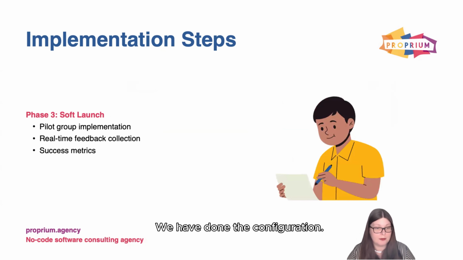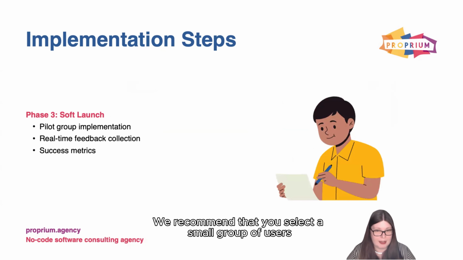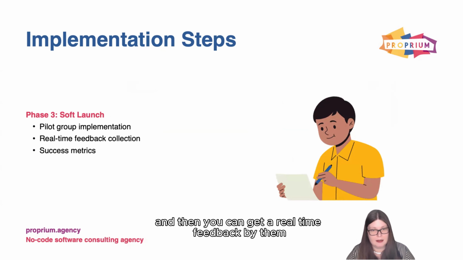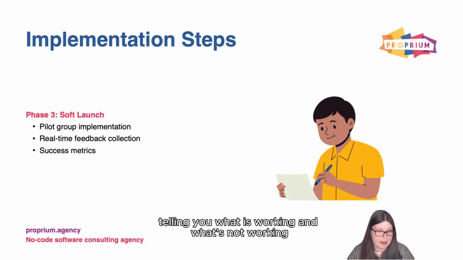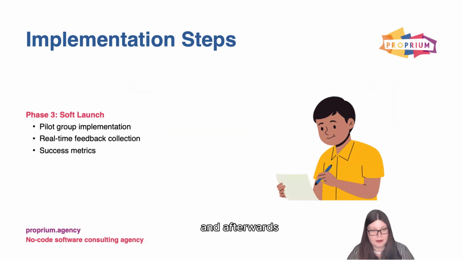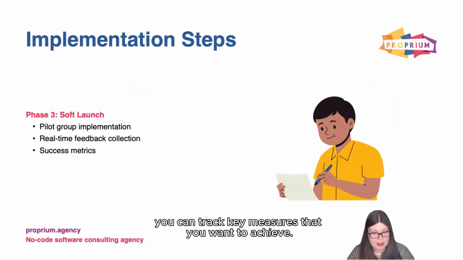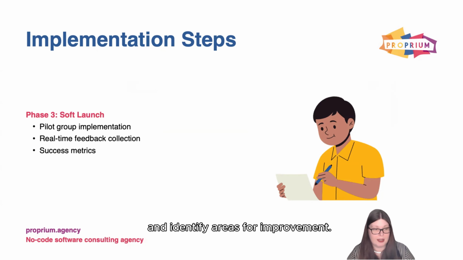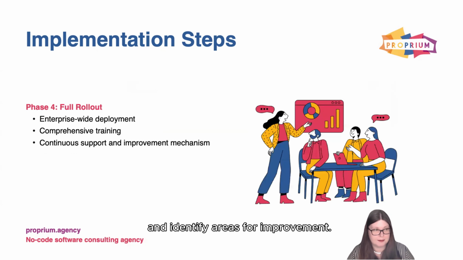So we have done the configuration. We want to do soft launch. We recommend that you select a small group of users who will test your configuration. And then you can gather real-time feedback by them telling you what is working and what's not working. And afterwards, you can track key metrics that you want to achieve. These numbers will help you measure the software's impact and identify areas for improvement.